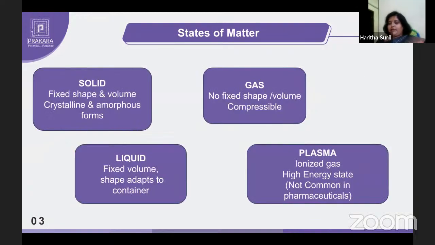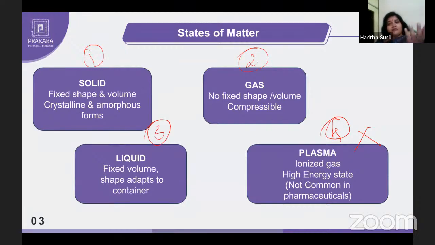Moving to the next slide, as I said, we have four states of matter: solid, gas, liquid, and then plasma. However, we are not going to discuss plasma right now because it does not have any role in pharmaceutical sciences. So what are solids? You must have studied in your 6th or 7th standard what solids are. Why, madam, why do we have to study it again? Because here you are studying solids, liquids and gases in relation to pharmaceutical products, right?